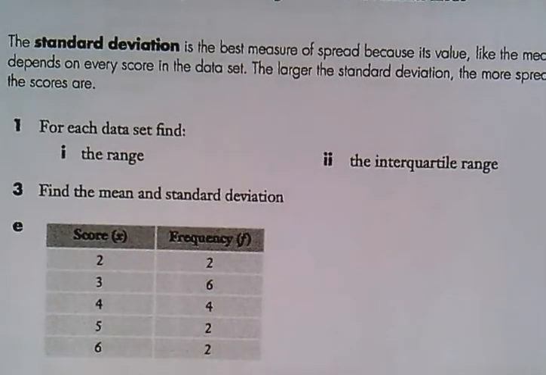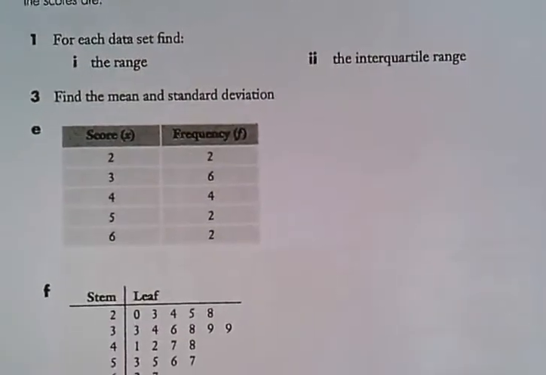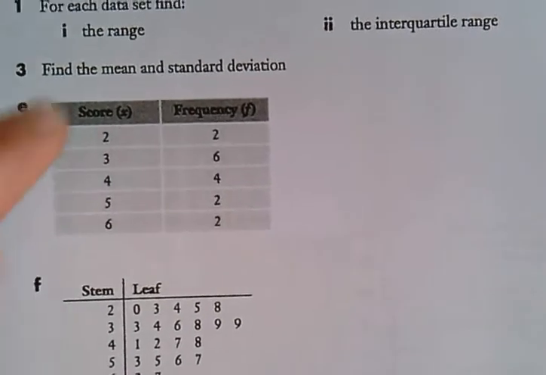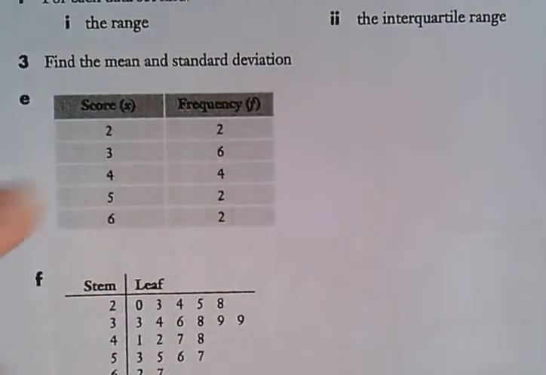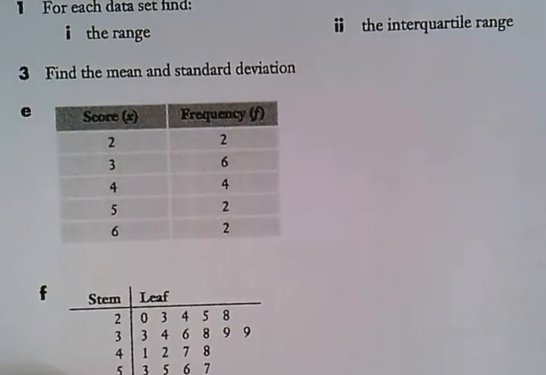So the bigger the standard deviation, the more spread out the scores are from the mean. The smaller the standard deviation, the closer the scores are to the mean. Okay? Now, for each data set, we have to find the range, the interquartile range, also the mean and standard deviation. I probably actually should do a small set of scores as well.